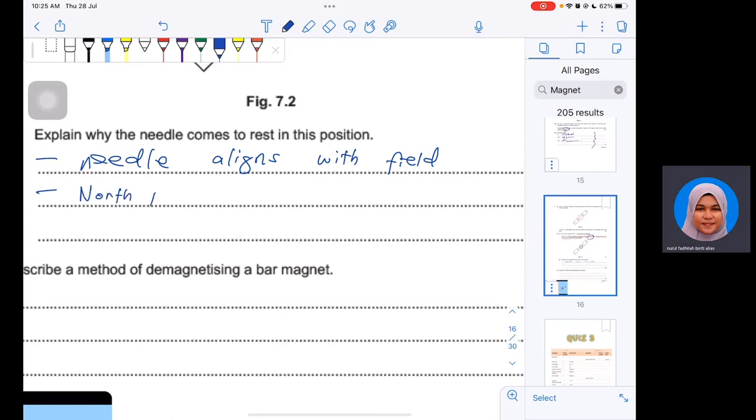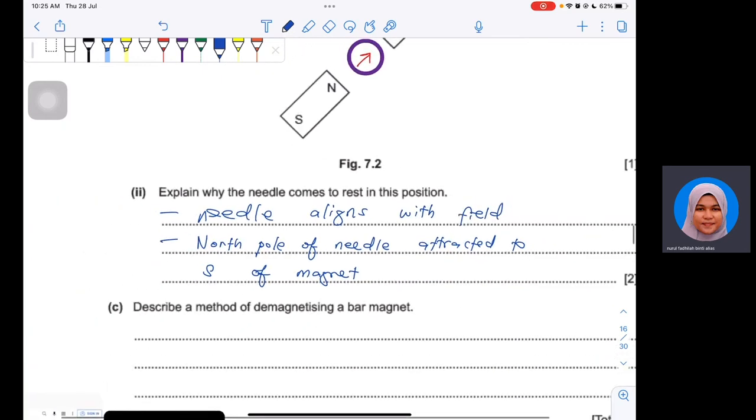Yes. The north pole of the needle is attracted to the south of the magnet. Simple. You understand, but you are shy to write it. Just write what you understand. The answer is as simple as that. Surprise, right? What did you expect the answer to be?